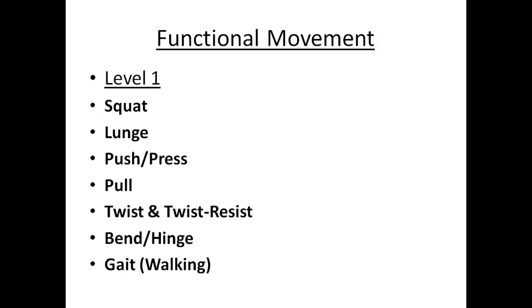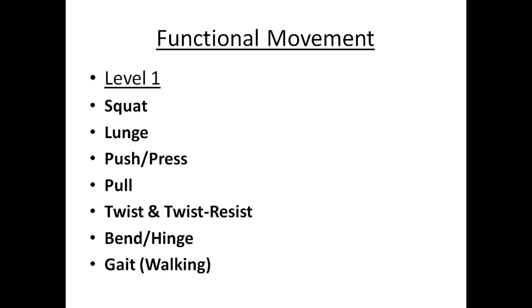So here we are, level 1 functional movements. We've got squatting, which is symmetrical lower limb movement. We've got lunging, which is asymmetrical lower limb movement. We've got pushing or pressing with the upper limb. We've got pulling also with the upper limb. Then we've got twisting, such as bending, chopping or lifting. And then we've got twist resist, things like the plank.